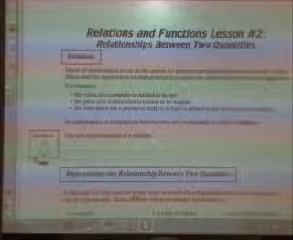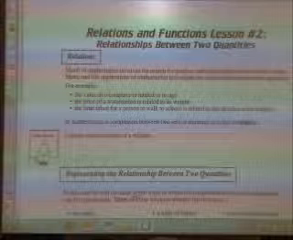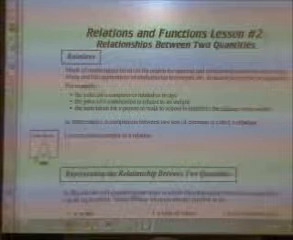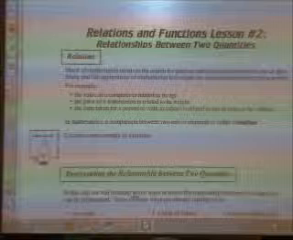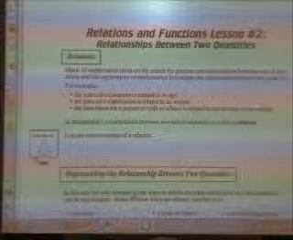So lesson number 2 just looks at relationships between quantities. In math, we generally are always looking for patterns and relationships. We learn how to multiply through patterns and through relationships. We recognize that multiplication was just a different form or a quicker form of addition.